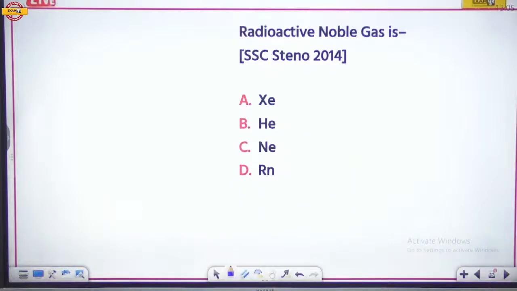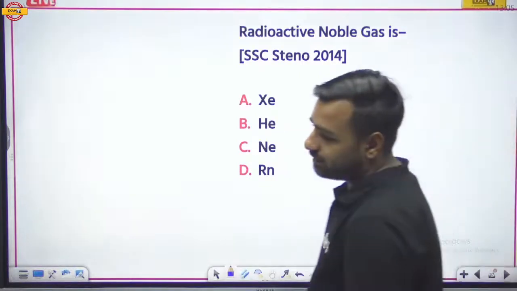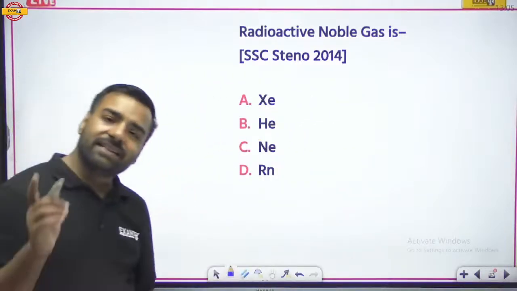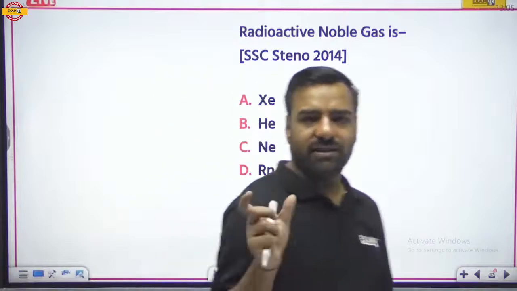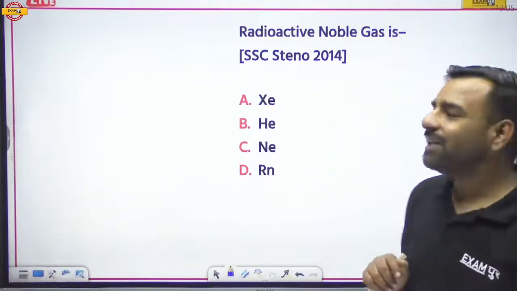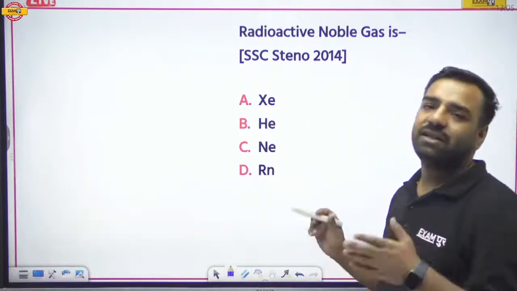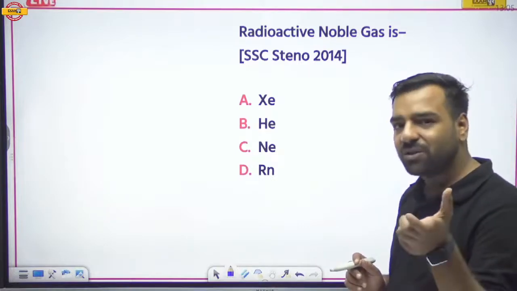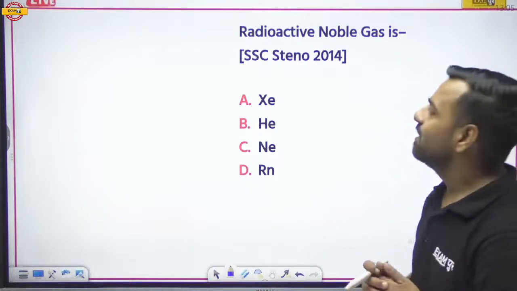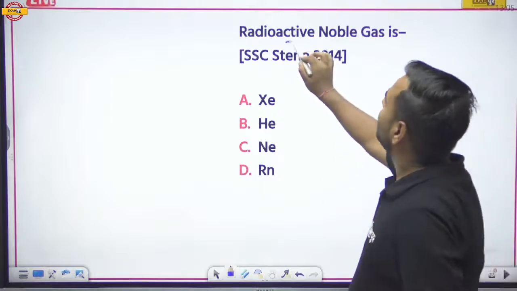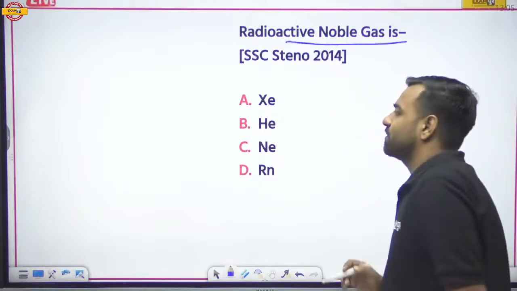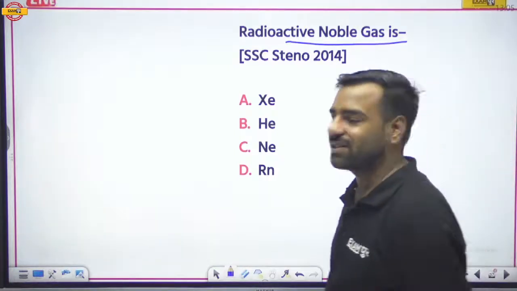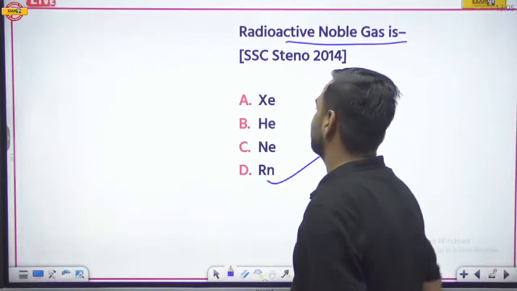Next, radioactive noble gas is dash. Now we discussed this. You must be wondering, when? In the starting itself, when you were starting this radioactivity, there was a question which I told you was previously asked. And yes, I was talking about the twisting of the question. So in this way, the question is twisted. Now the question is asked, radioactive noble gas is which one? Is it xenon, helium, neon or radon? So yes, radon. We have discussed it, right? So radon is the correct answer.